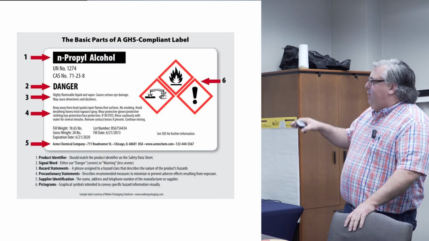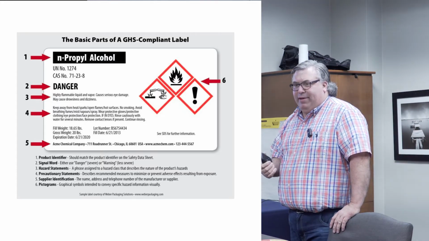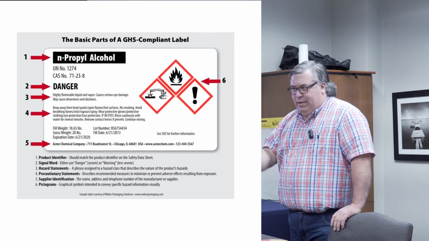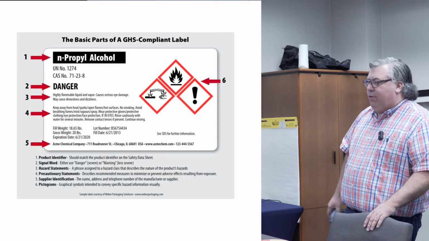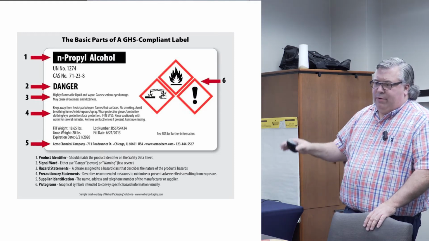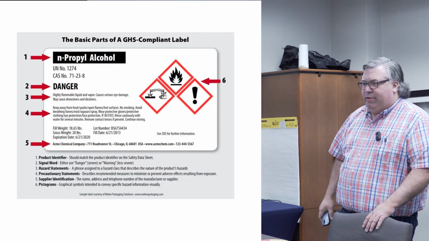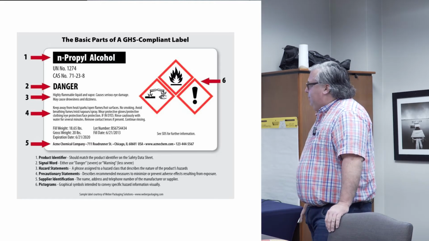Number 4 is the precautionary statement. What can I do to make sure those hazards don't cause me to have a bad day, right? So how to store it, what PPE to wear, that sort of thing. Number 5, where did it come from? So who's the supplier, what's their address, and more importantly, what's a phone number where we can get a hold of them if there's an emergency. Number 6 are the pictograms.